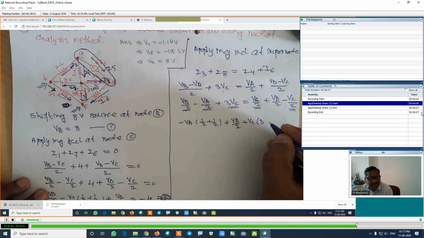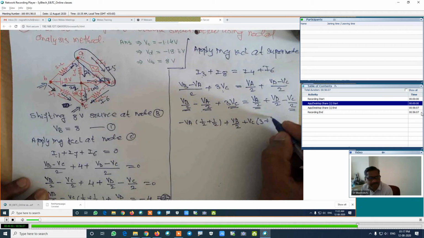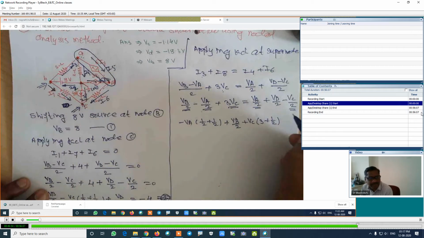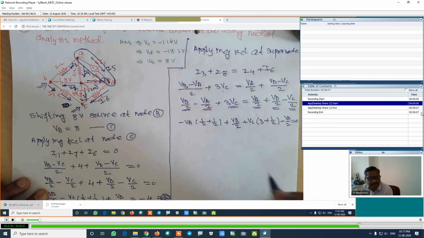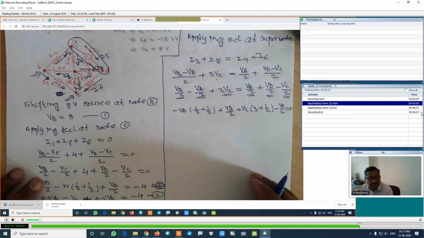Then it will be 3 plus this value on the left hand side will become plus 1 by 2, 3 plus 1 by 2. Finally we have only one value for VD, and that value is available on the right hand side. On the left hand side, that value will become minus VD by 2, which is equal to 0, and that is equation number 3. We will simplify it later on.